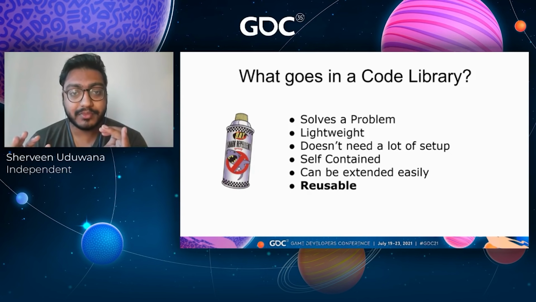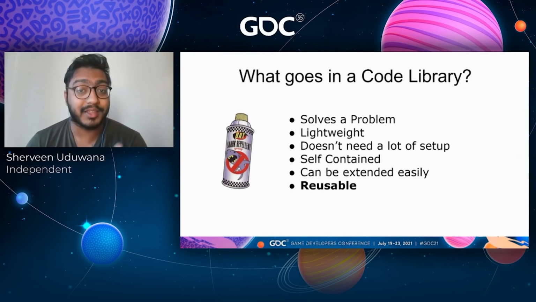So essentially, going back to the shark repellent metaphor, you want to make sure that everything in your code library is, again, reusable, but it should solve a specific problem. The shark repellent is so because it only fixes sharks and it doesn't solve anything else. It's lightweight. It doesn't need a ton of setup, it's self-contained, and it can be combined with other things easily. That's the ideal thing to go in your code library.